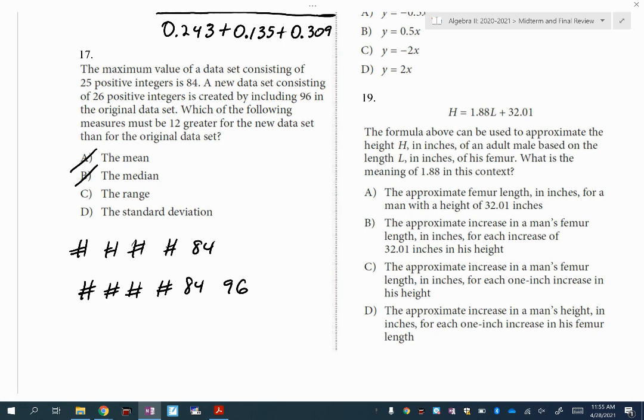Again, the standard deviation, we talked about this in a previous problem, is the average deviation of your data values to the mean. So if the mean goes up and you have a data value 96 that's farther away, the standard deviation will most likely go up as well. But again, not by 12. The only one that will guarantee will go up by 12 is the range. The range is the highest minus the lowest. So if you're not changing the lowest, but the highest number you're changing by adding 12 units, then your new range must be 12 units more.